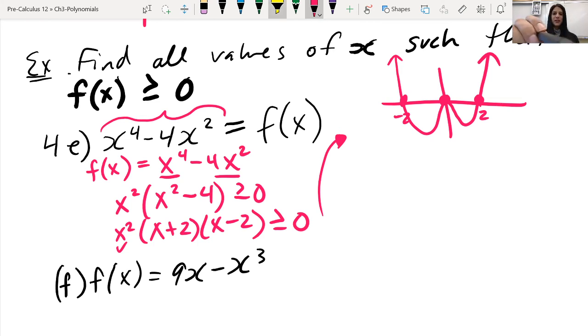Okay, so then in order to make sense of this, I'm looking for where it's greater than or equal to 0. Well, that's happening here. It's equal to 0 here, and it's also happening here.